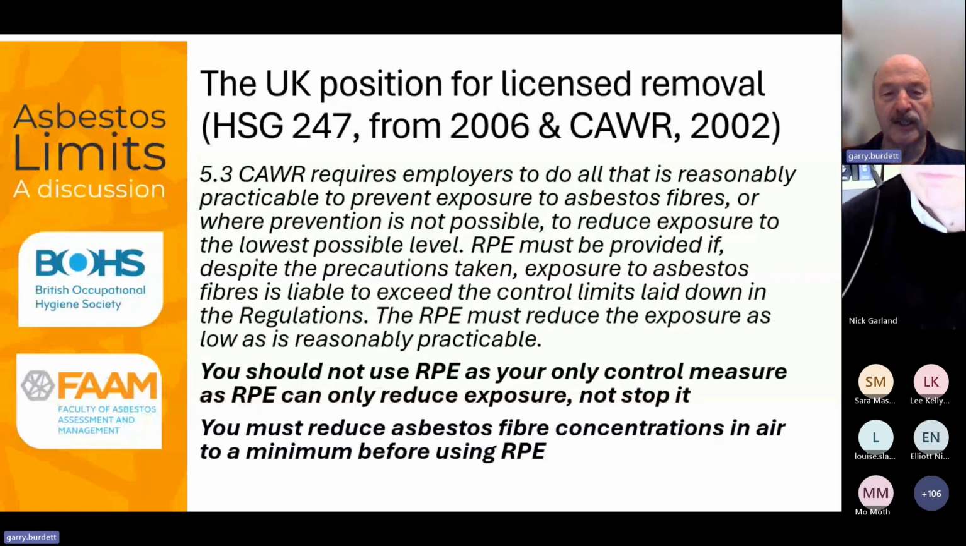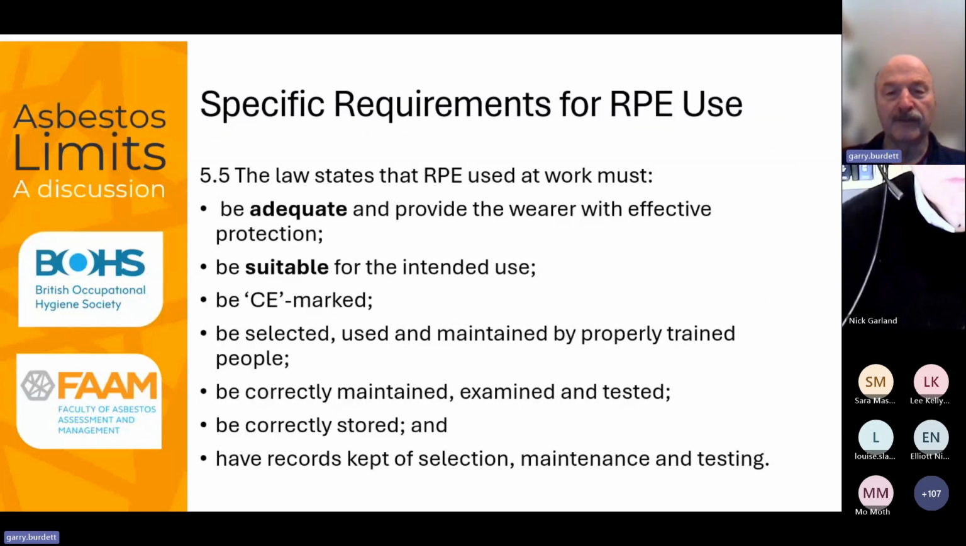And this is from the HSG 247, which is 20 years out of date now and refers back to the CAR 2002 regs. But it does make the very strong point it can't be your only control measure, and you must reduce the airborne fibre concentrations to the minimum. The reason I've chosen HSG 247, as I say, is it's 20 years old. It outlines how you should really regard respirators. First of all it says they should be adequate and suitable, and I'll come back to that.